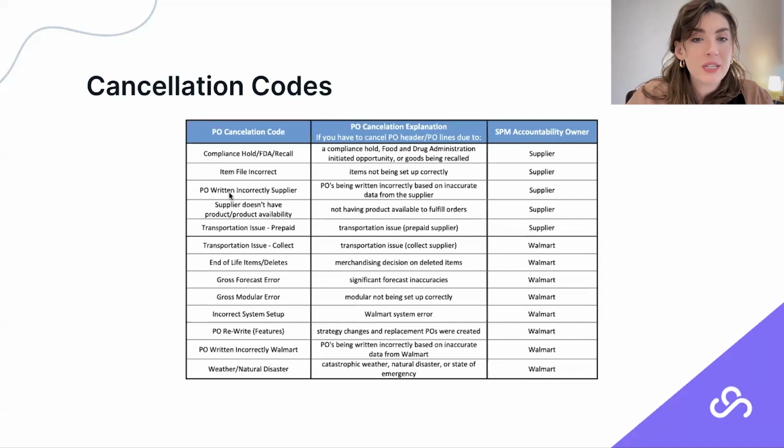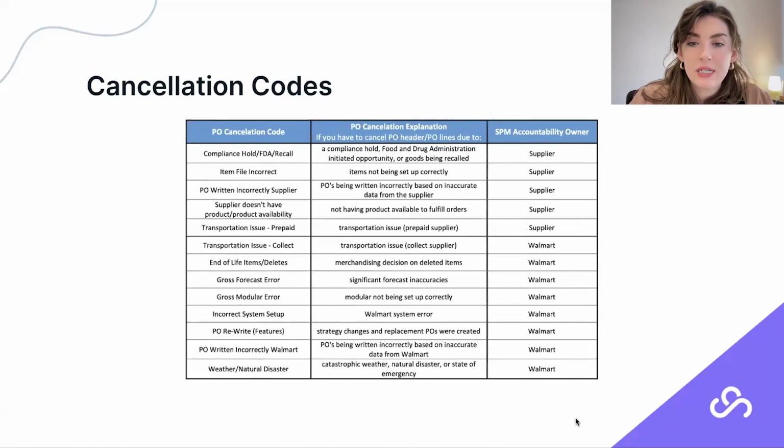PO written incorrectly by the supplier. It happens. Just make sure that you are explaining that correctly. Same with if you don't have product to fulfill orders, transportation issues. We've got lots of documentation on prepaid and collect if you have transportation issues. So you'll see that's where the line draws. If there's a prepaid issue, it would be on the accountability of the supplier. For collect, it would be on the accountability of Walmart.